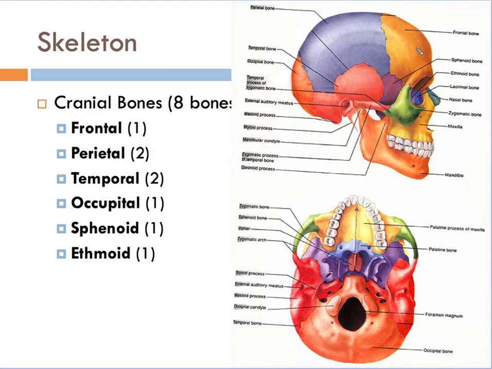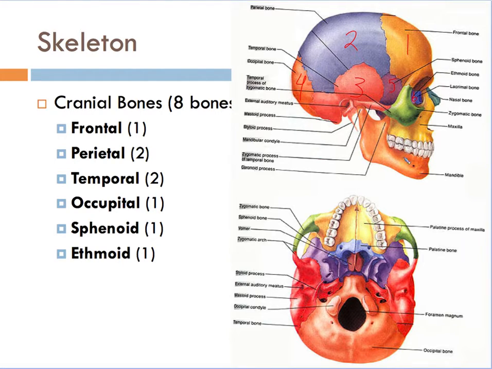So on this picture, your frontal bone is this big orange one. You have parietal bones, which are here. You have temporal bones, which is this guy. Occipital bone is in the back. Your sphenoid bone is this purplish color here. And then your ethmoid bone is this light purple color here.